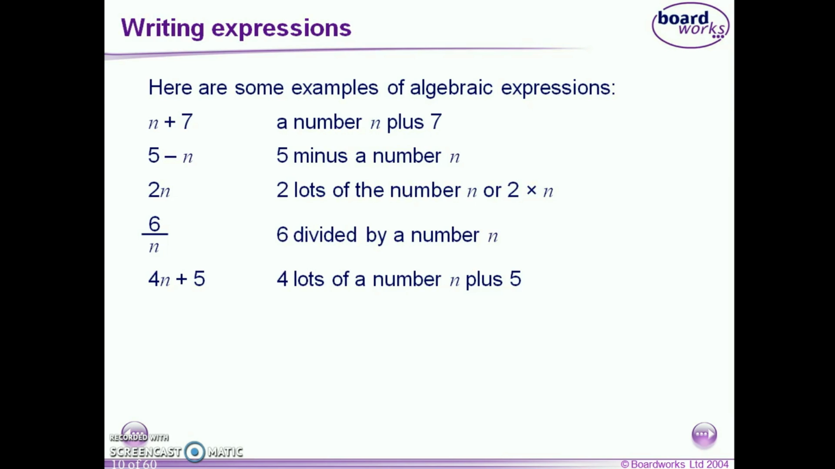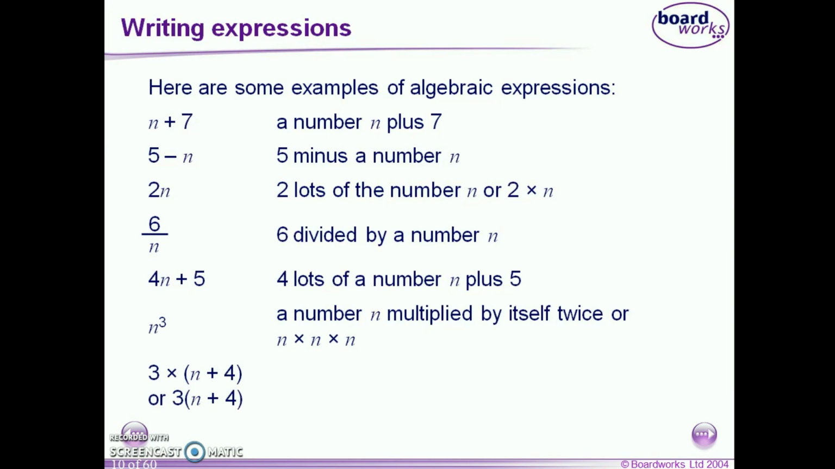Next, n cubed means a number n multiplied by itself twice, or n times n times n. And lastly, 3 times (n plus 4) means a number n plus 4 and then times 3.